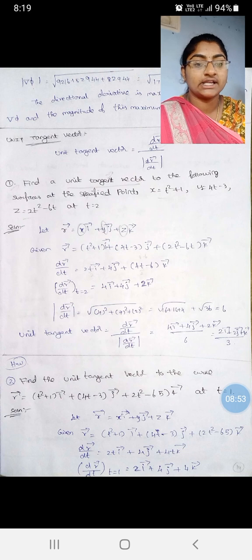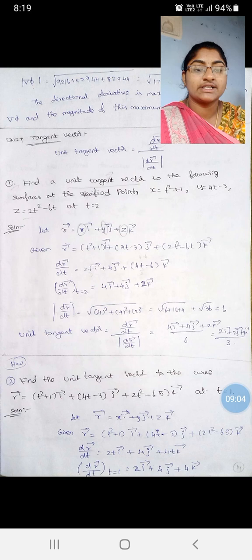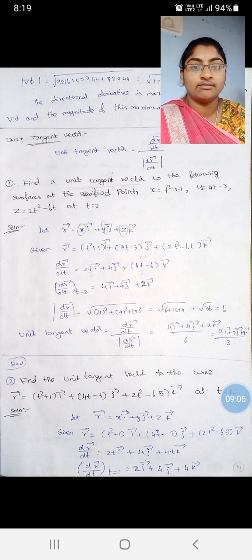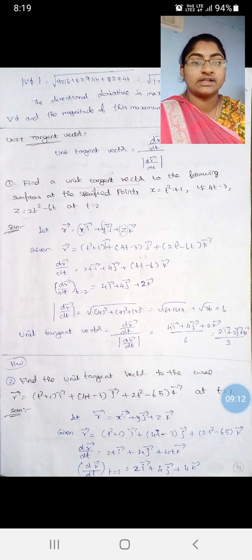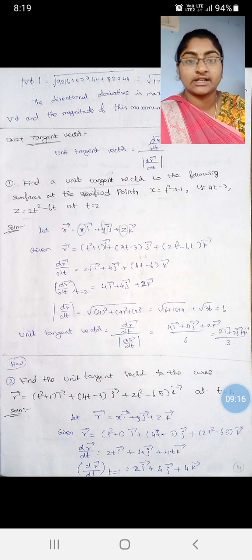In the numerator we can take 2 as common, so it will become 2 into (2i vector plus 2j vector plus k vector) divided by 6. Cancel 2 and 6, we get (2i vector plus 2j vector plus k vector) divided by 3. That's how we can find the value of the unit tangent vector. The unit tangent vector formula is dr vector by dt divided by modulus of dr vector by dt.